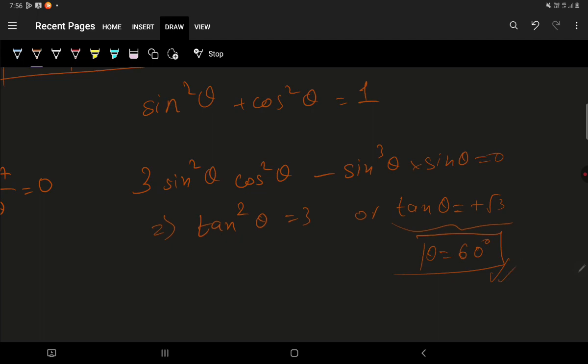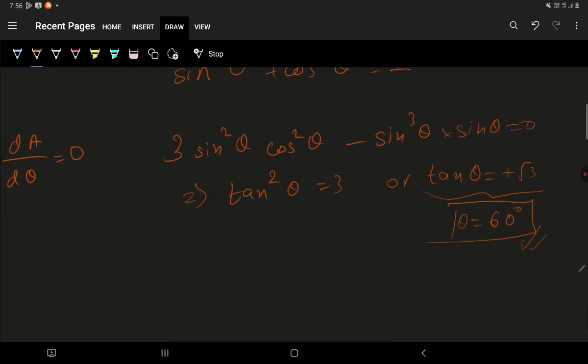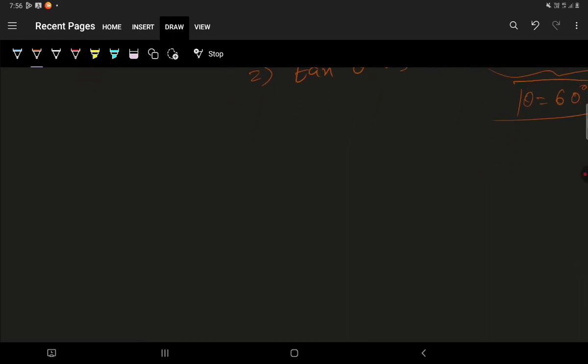Another method. There is a second method to do this, that is AM-GM. So I can say that 3 into sine square theta plus 3 cos square theta. Just see how I am putting the brackets.